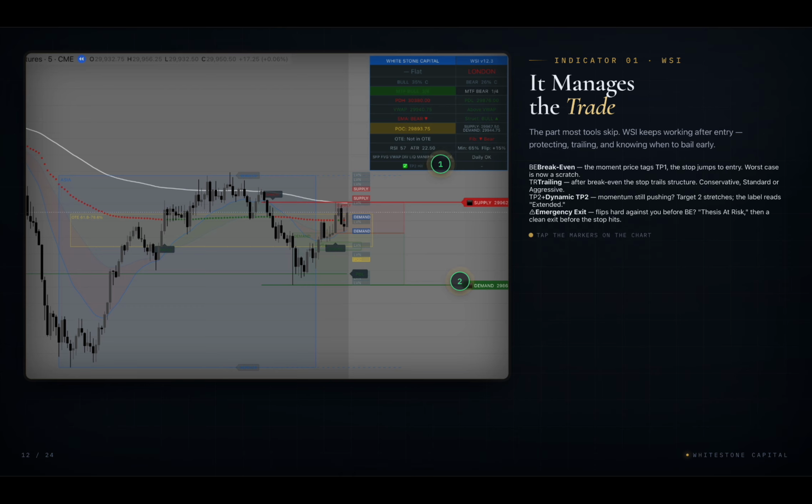Here's what makes WSI different. It manages the trade after the entry. The moment price tags target 1, the stop jumps to your entry, meaning you go break even. So worst case is a scratch, not a loss. After that, the stop trails behind your structure to lock in profit. Conservative, standard, or aggressive. Those also align with dynamic TP2, which stretches the target if momentum keeps pushing. And the safety net, the emergency exit: if the market flips hard against you before break even, the trade closes early to protect capital before the stop is even hit.